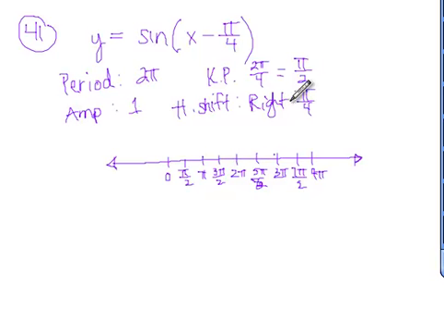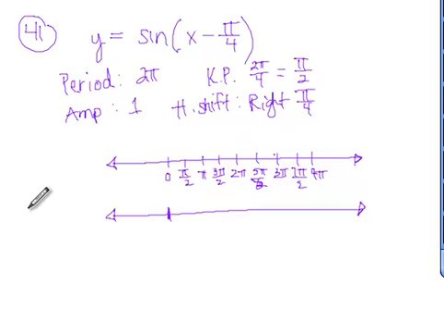So the idea with this is we need to take into account that all of our points are now going to be shifted to the right pi fourths. So all of these points have to have an additional pi fourths added onto them. So I'm just going to find these exact values.